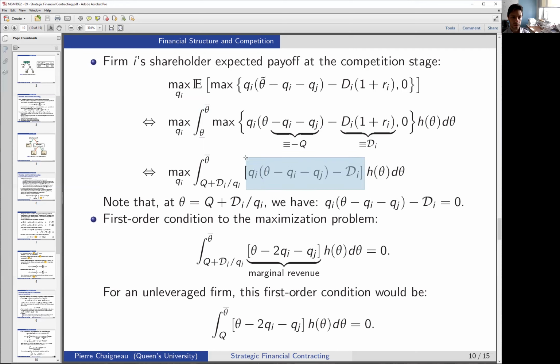So you differentiate this with respect to QI, and this is equal to that. I call that the marginal revenues because this is the marginal change in the shareholders' profits when you change the quantity produced, taking into account the effect of the quantity produced on the market price. And so the first order condition is that the first derivative of this expression with respect to QI is equal to 0. And this is what you have right here. It's interesting to compare this to what would be the optimum with 0 debt for an unleveraged firm. You just set DI equal to 0, and you get this expression instead.